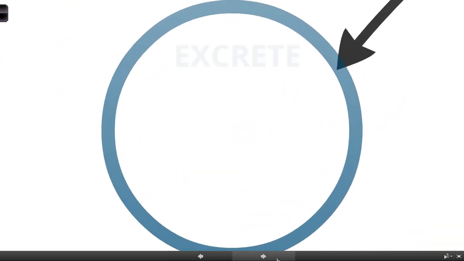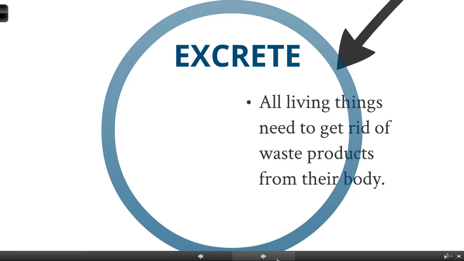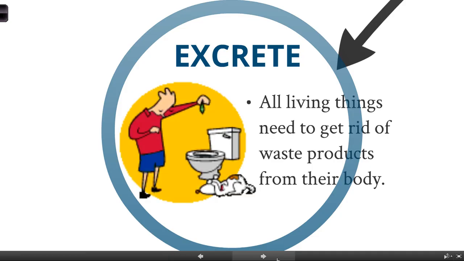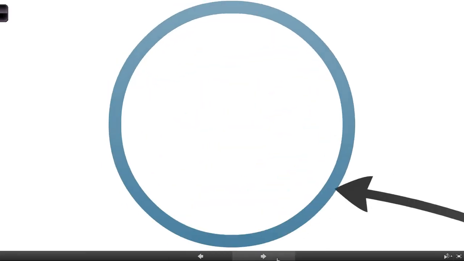E, what do we got here? E, excrete, so excretion. All living things need to get rid of waste products, so we release some form of wastes. For us, that's our urine and our feces. But for other things, it can be gases. Respiration: carbon dioxide is technically a waste. So all living things produce some sort of waste as part of their living, and that ties in with our last one.